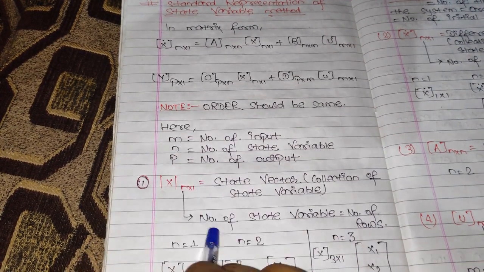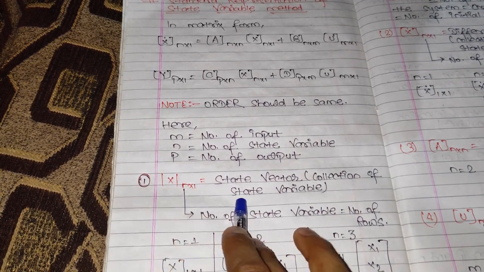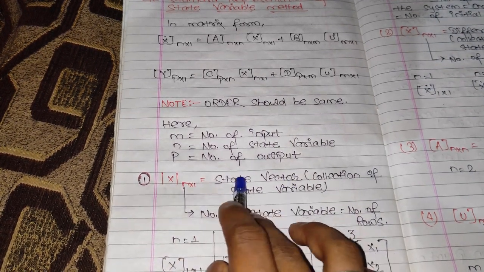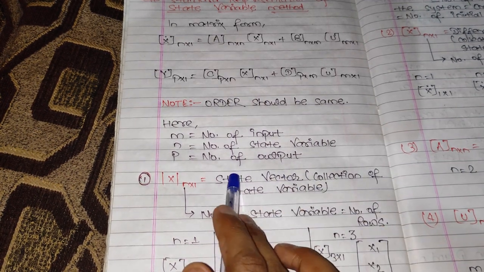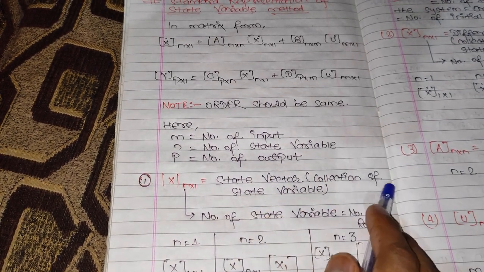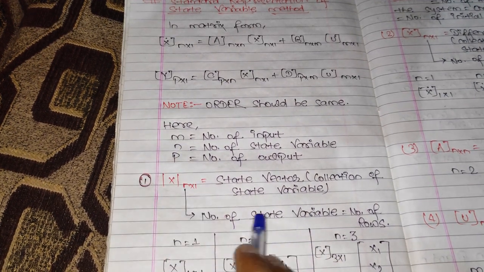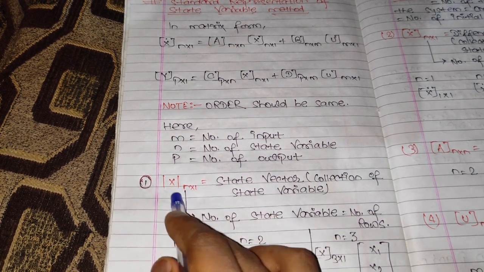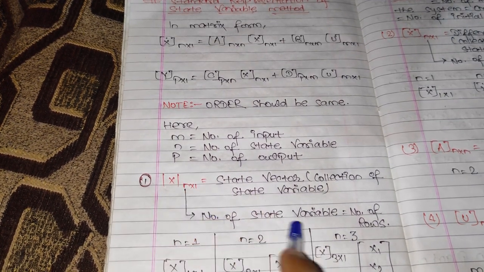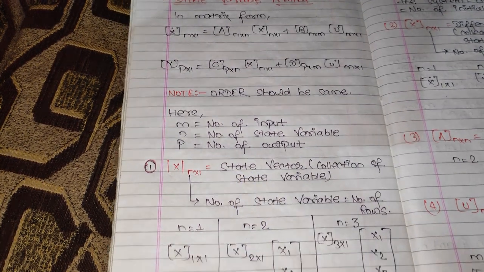Now the first term, what is x, n cross 1? X is a state vector. State vector, as we know, is a collection of variables. It is a collection of state variables, and as we have mentioned, n is the number of state variables. In the state vector, whatever n is, it will be the number of rows. If n is 2, then the number of rows is 2.